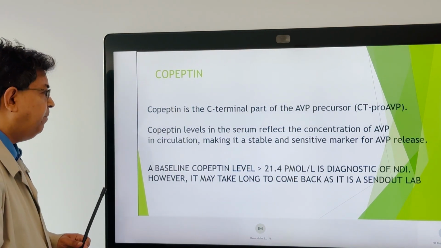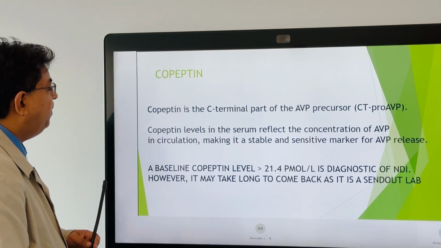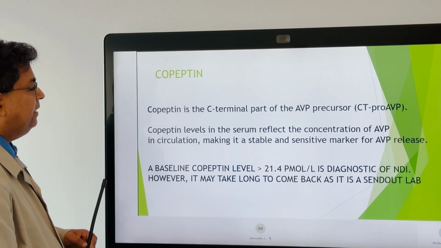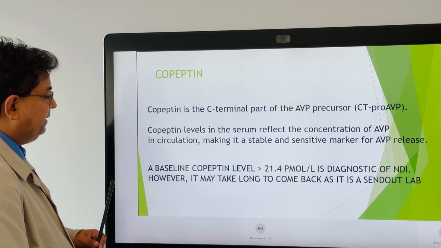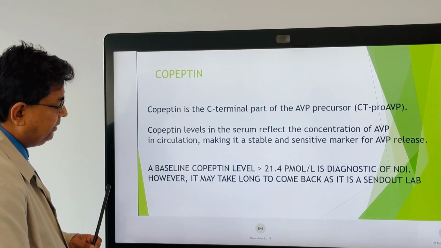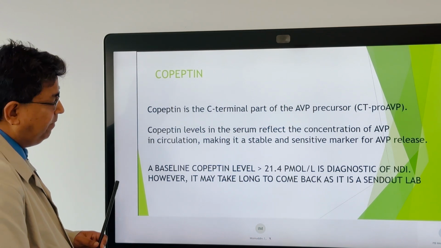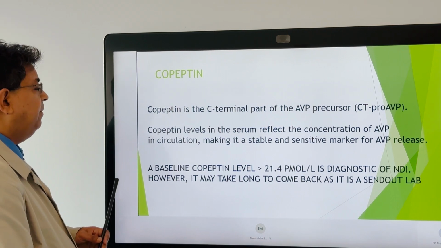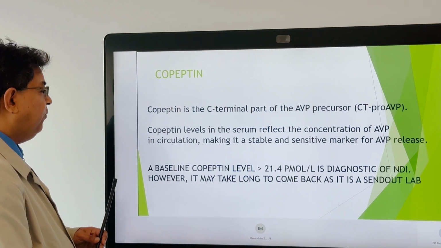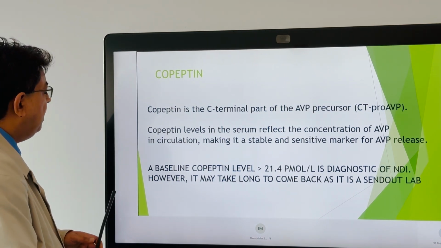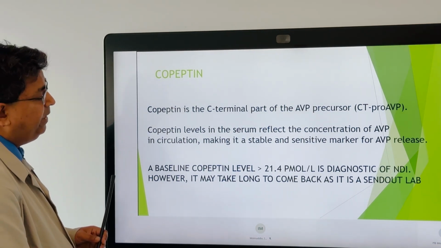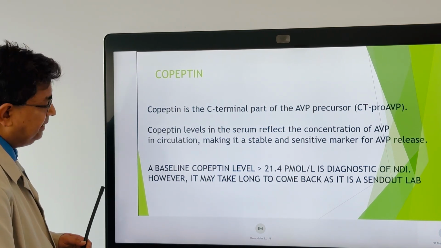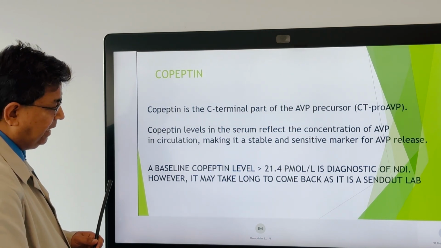Copeptin is the C-terminal part of the AVP precursor. Copeptin levels in the serum reflect the concentration of AVP in circulation, making it a stable and sensitive marker for AVP release. Copeptin is a send-out test and takes time to come back, but it should be sent because it can be insightful in the days after the water restriction test. A baseline copeptin level greater than 21.4 picomoles per liter is diagnostic of nephrogenic diabetes insipidus. However, it may take long to come back as it is a send-out lab.